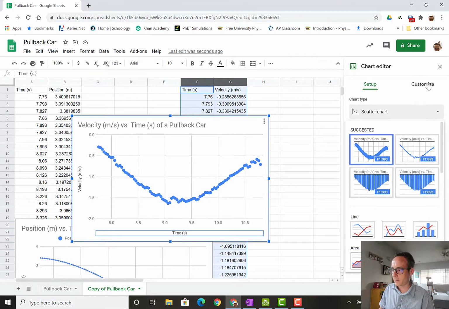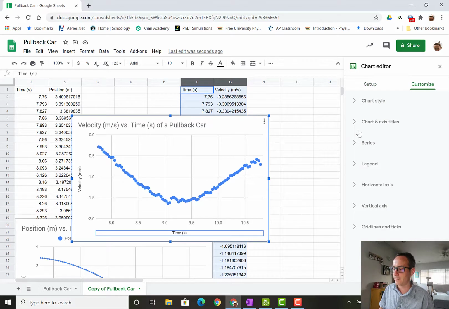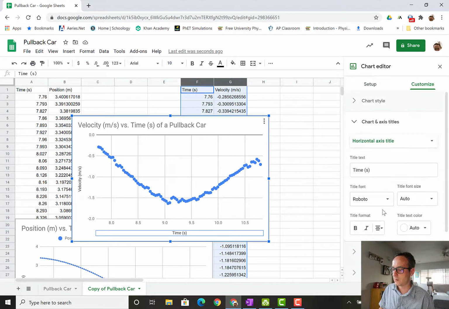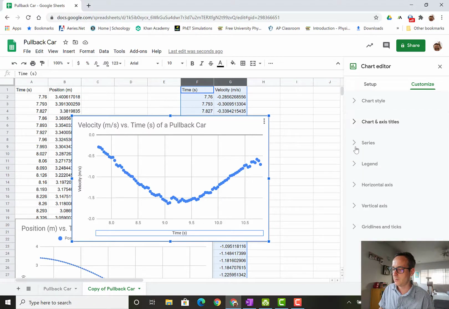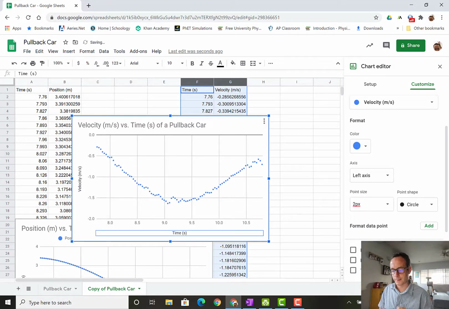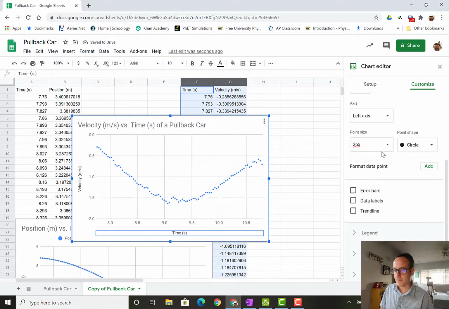The other thing I'm going to do is go to customize. Let's do series, and let's do again 2 point. There we go. So we got those little dots. That's nicer. Okay, and now, what does that look like? Yeah, that looks like a quadratic. That is more of a quadratic shape. So let's see what that looks like.